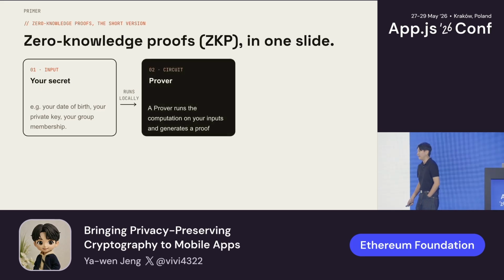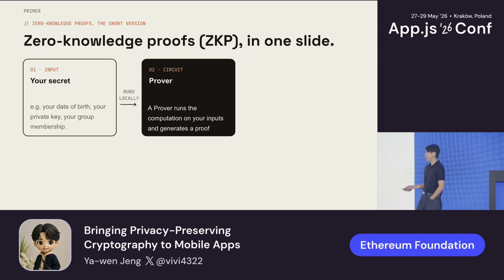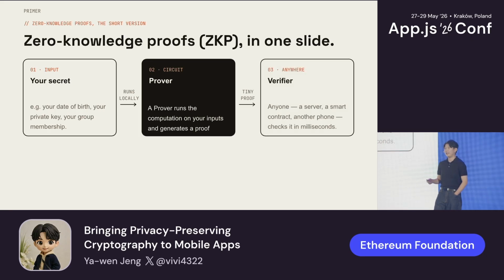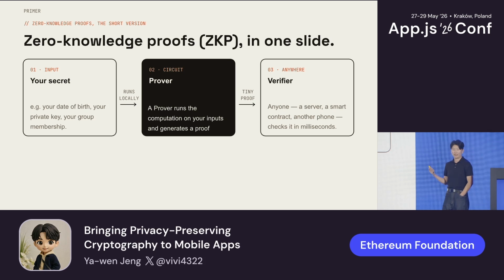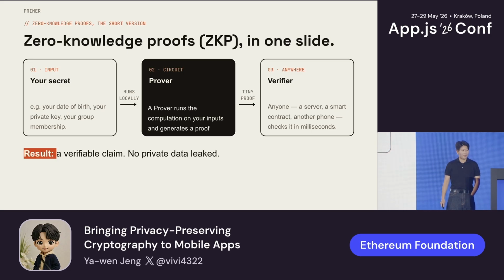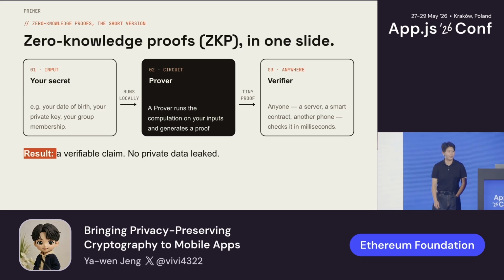And then you send your private input to a program called prover, and then the prover will run the computation and generate a ZK proof on your local device. And then you can send this tiny proof, privacy-preserving, to anyone, either a server or a smart contract or another phone. So everyone can verify it, but they don't know your secret. So the output is just a verifiable claim, without any personal information.